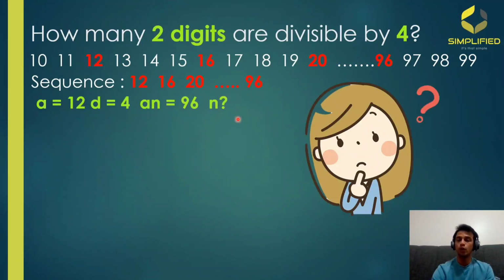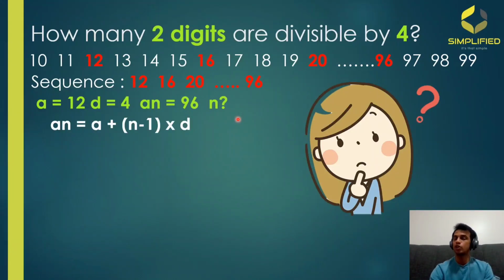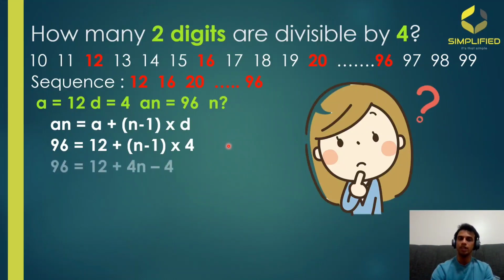So we already know the equation to use for it. an is equal to a plus n minus 1 into d. Now we need to substitute all these values. So the equation will look like this. So an is equal to 96, a we already found out it is 12, d we know it is 4, and n we don't know. n is the one we are going to find out here. So next step, what happens? 96 is equal to 12 plus 4n minus 4. So 4 is being taken inside. So that's the reason it is ending up as 4n minus 4 over here.